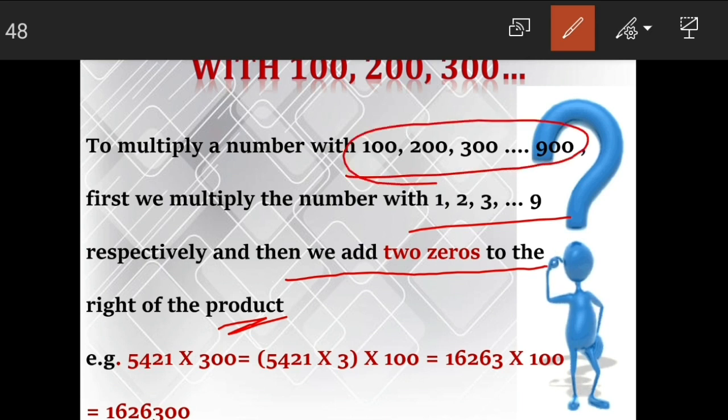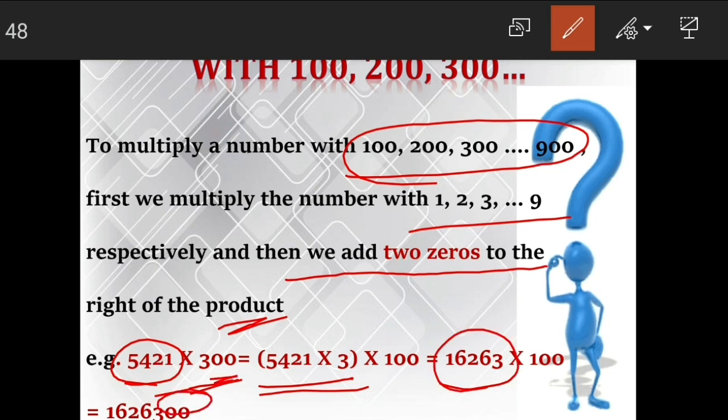So 5421, the same example we will take, but we will write 300. First we will multiply this number with 3. Whatever answer we get, we will add 2 zeros because 300 has 2 zeros.